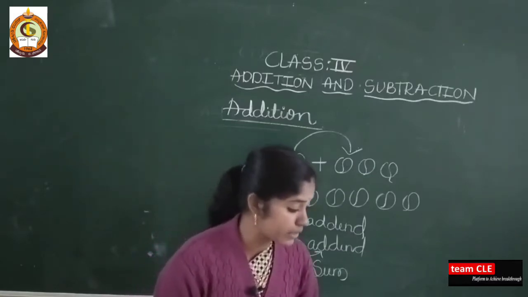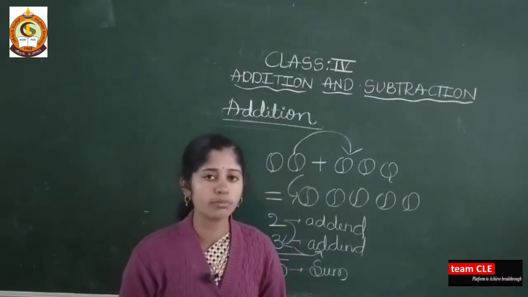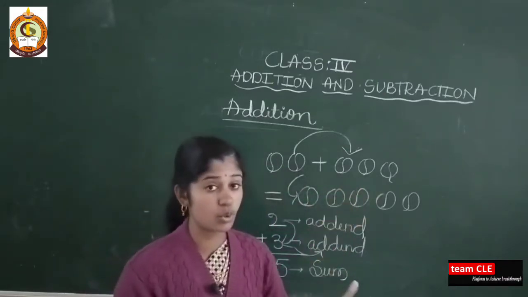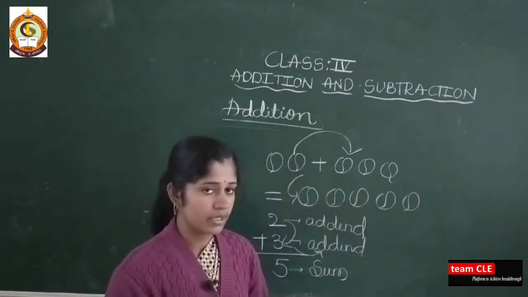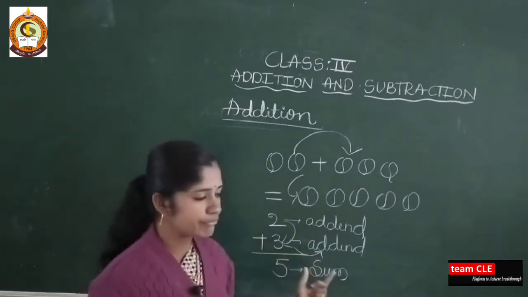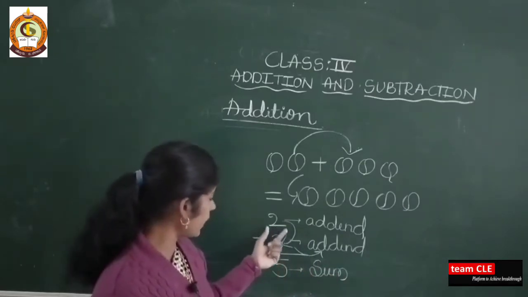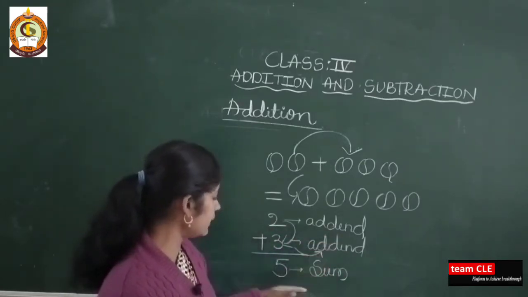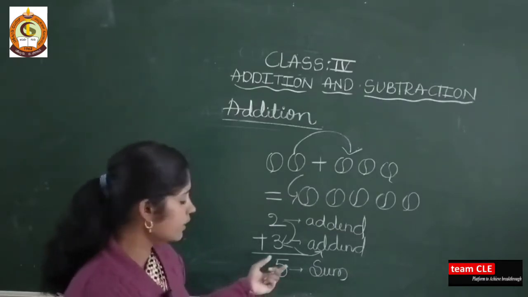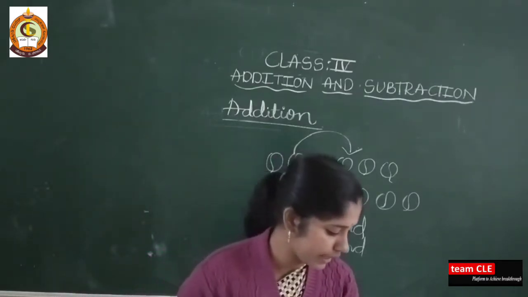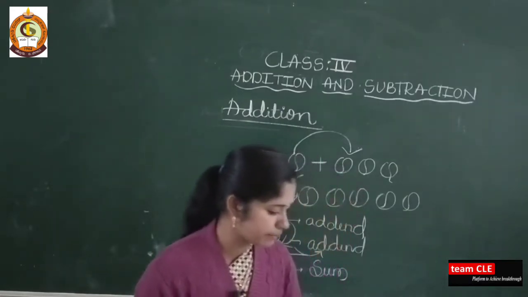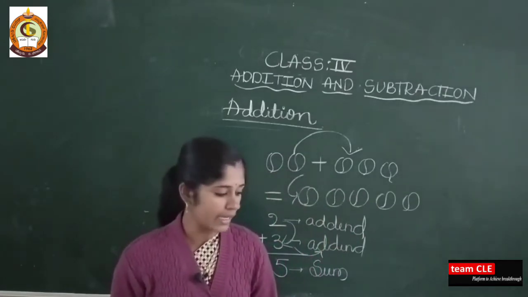Then what is addition? Combining two or more numbers together. Not only these two numbers, I can take so many numbers; combining those numbers we are calling addition, and the numbers we are adding are called addends, and the result after adding is called sum. Is it clear?